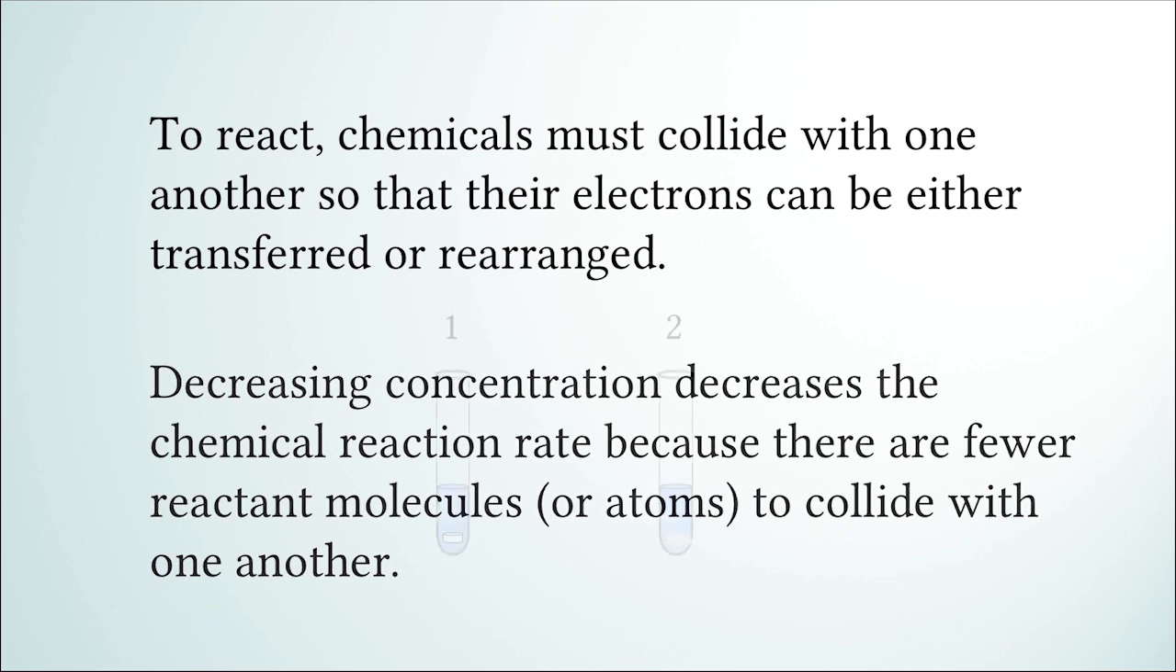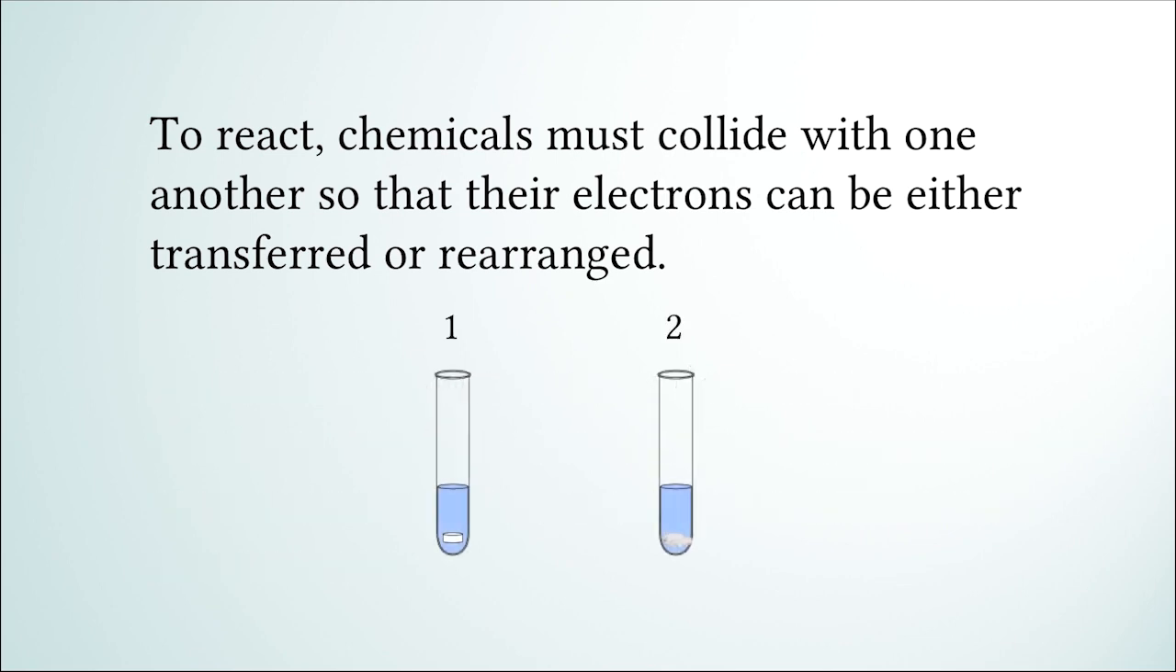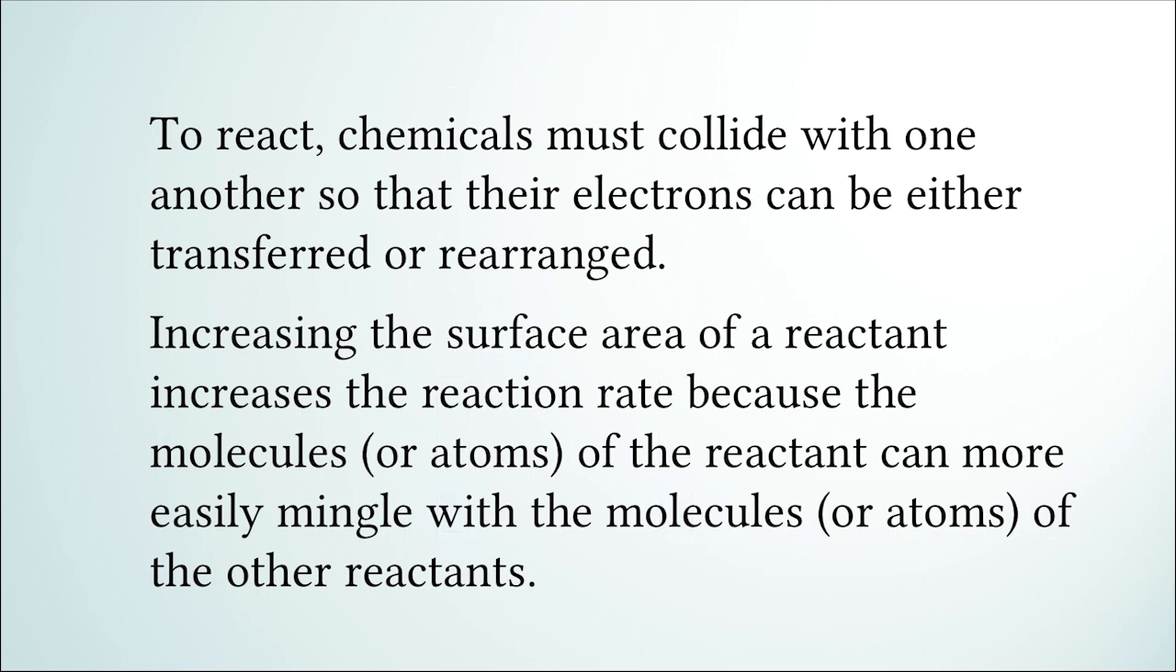Finally, look again at test tubes 1 and 2. Test tube 2 had the crushed antacid tablet, which increased the rate of its reaction. When the tablet is crushed, this spreads out the molecules over a larger area within the test tube. It increases the surface area of the reactant, and that makes it more accessible to the other reactant, increasing possible collisions. In a solid chunk, there are fewer opportunities for the antacid reactant to come in contact with the toilet bowl cleaner reactant. So we can say increasing the surface area of a reactant increases the reaction rate because the molecules or atoms of the reactant can more easily mingle with the molecules or atoms of the other reactants.